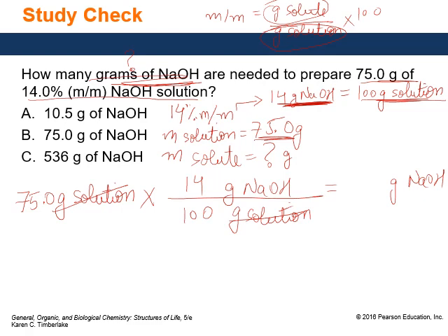Now let's plug in the values into calculator. That would be 75 times 14 divided by 100.